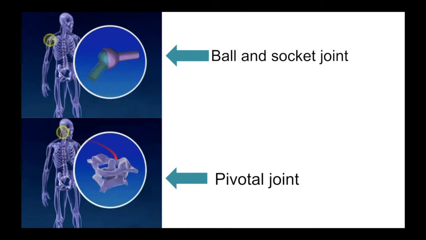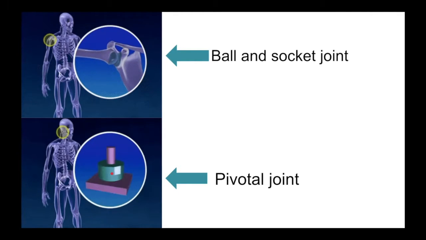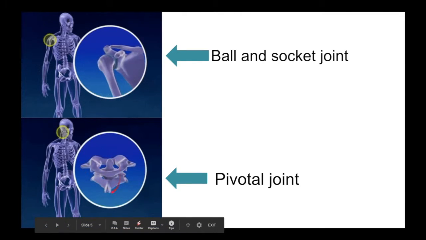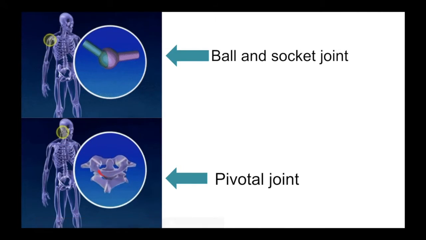Now we are going to see about pivotal joint. Pivotal joint is nothing but it allows the rotatory movement around a single axis, right? So here you can see the head rotates around the single axis.